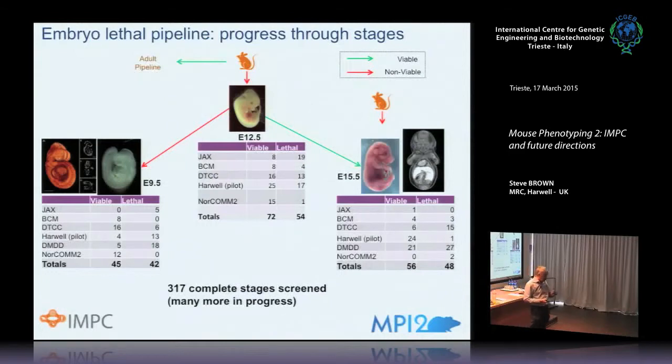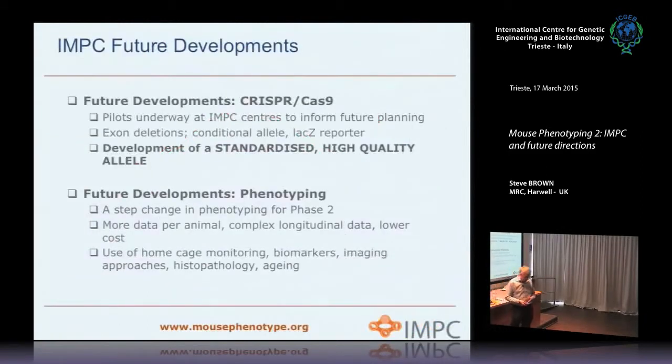But I should just emphasize again that irrespective of whether a line is homozygous lethal or not, we'll pick up expression of LacZ at this stage of E12.5. And having embryonic expression as well as adult expression is very important for not only understanding phenotypes in the embryo, but also understanding adult phenotypes. So that's a kind of rush through IMPC.